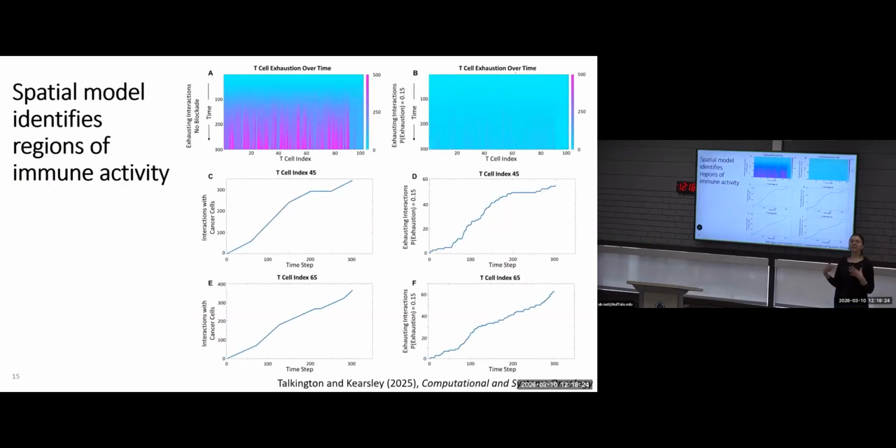And what we've seen from some very preliminary analysis, which was recently published just a few months ago, is that we start to see some of these patterns or regions developing of immune activity. I don't want to read too much into these data just yet because there was a lot of randomization that went into initializing this particular simulation.